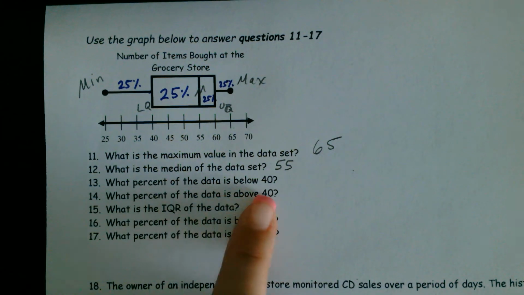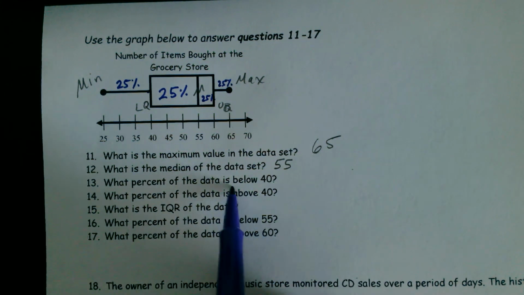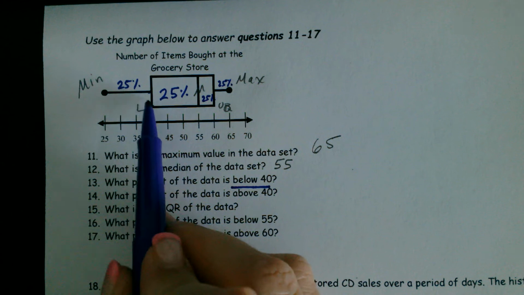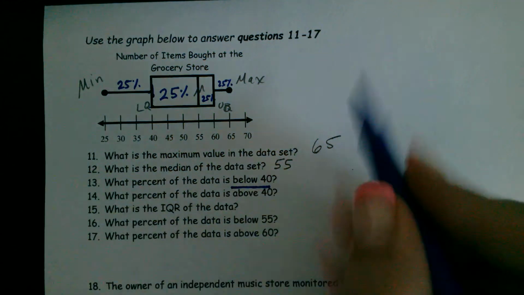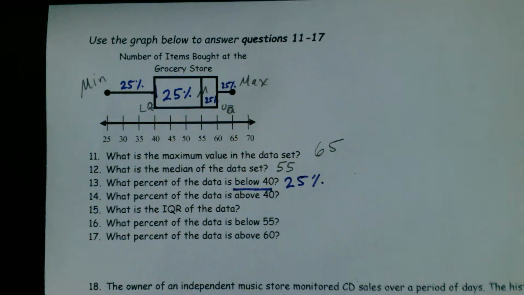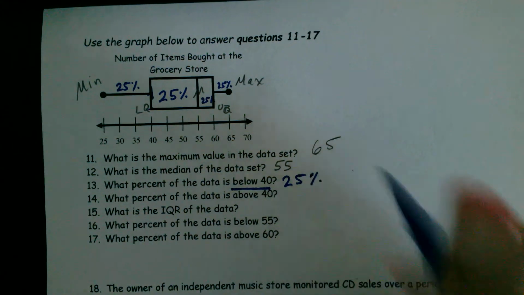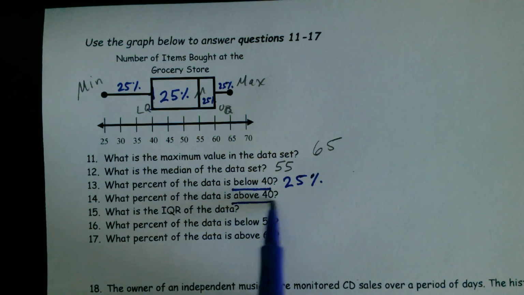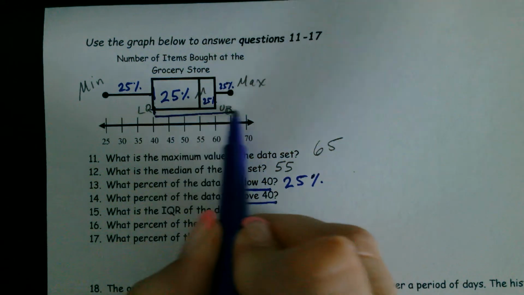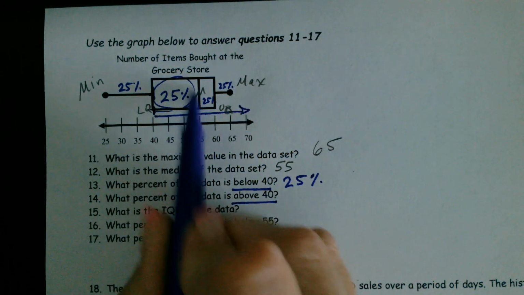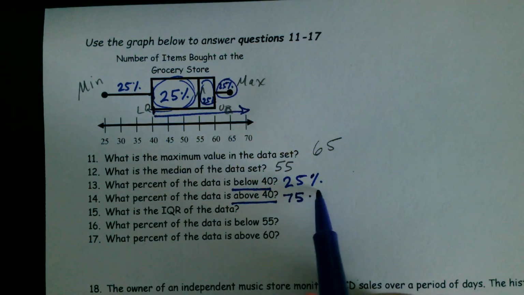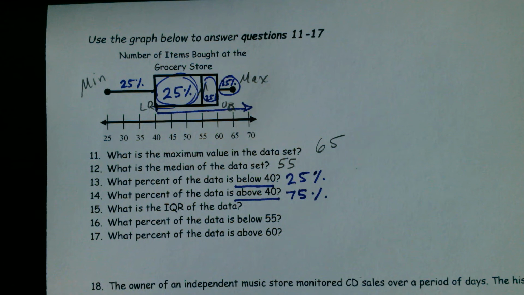So what percent of the data is below 40? We want from here and below, so that would be from the lower quartile and below. So 25% of the data is below 40. Okay? What percent of the data is above 40? Above 40 means lower quartile all the way up. So that means this section and this section, which makes 75% of the data.